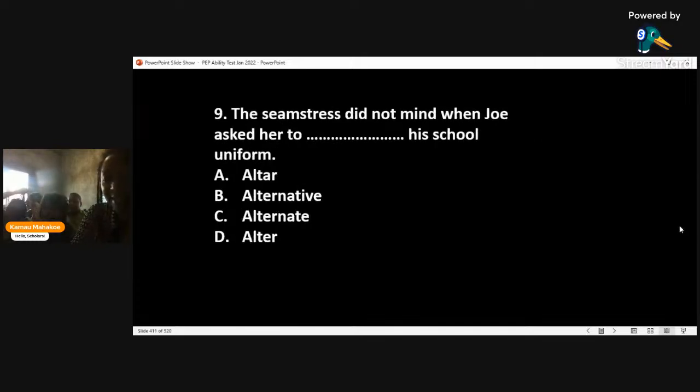The seamstress did not mind when Joe asked her to dash his school uniform. Alter. An altar is the place in the church where the pastor goes. Alternative means an option, this one or that one. You have an alternative. And to alternate means to go from one to the other. You're alternating between two things. So the correct one here is D, alter, the verb, to alter his school uniform.